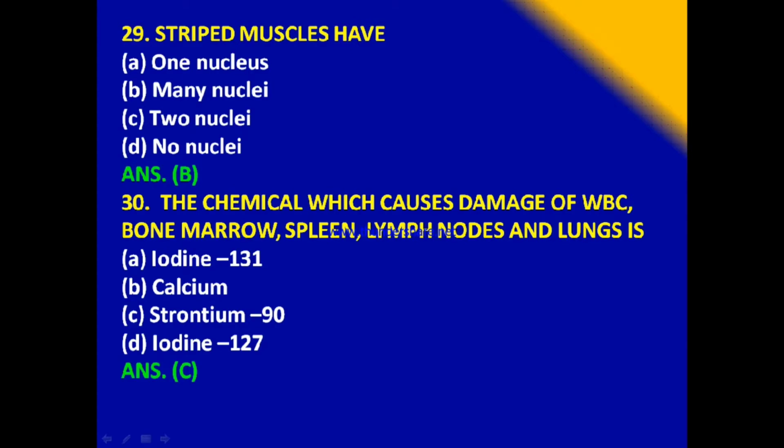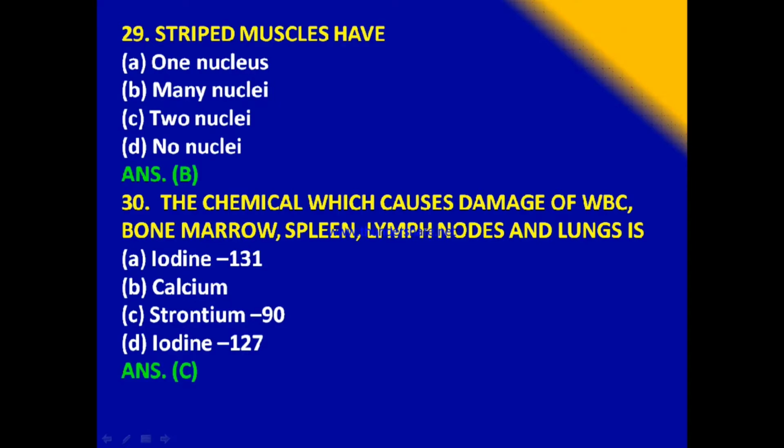The chemical which causes damage of WBC, bone marrow, spleen, lymph nodes and lungs is iodine 131, calcium, strontium 90 or iodine 127. So the chemical which causes the damage of these organs is strontium 90. Strontium 90 is a very dangerous chemical which causes the damage of WBC, bone marrow, spleen, lymph nodes and lungs.